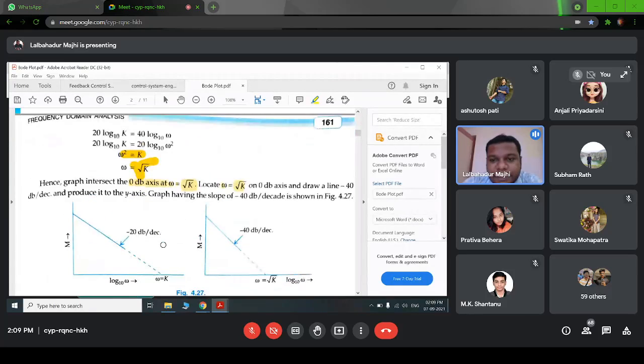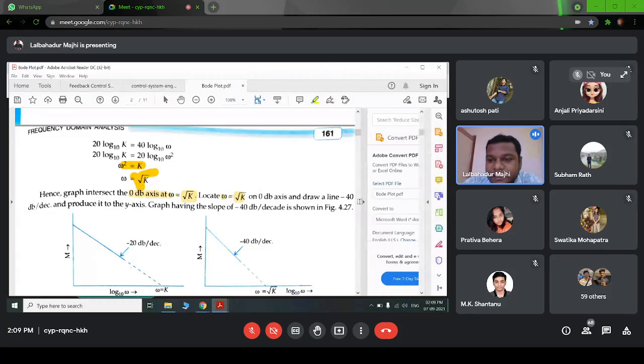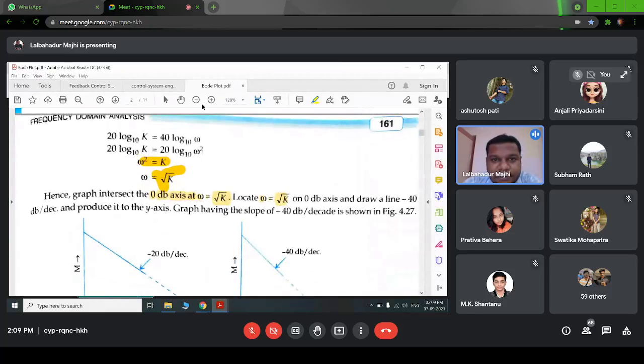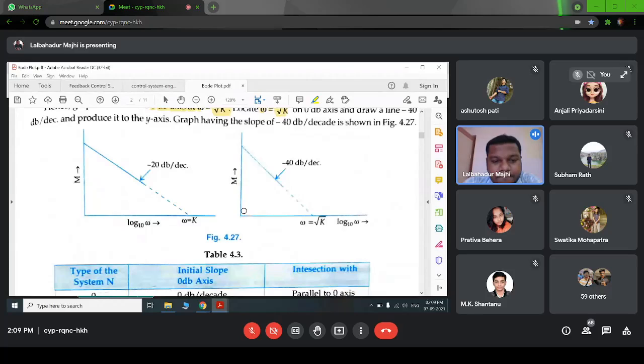Okay, is this initial slope clear? I think after doing some examples, it will be very much clear. Okay, so let's see this diagram for a type 1 system.